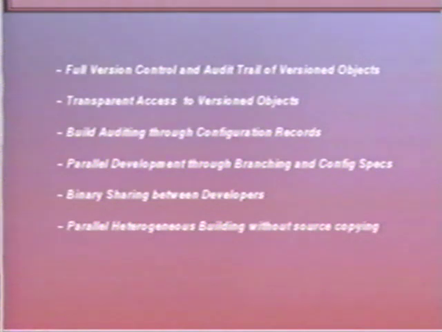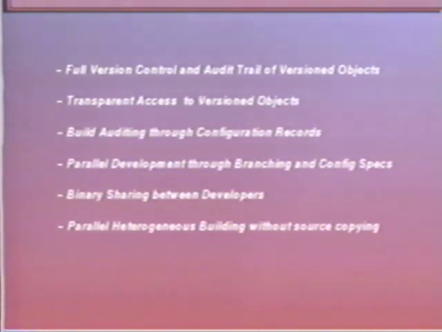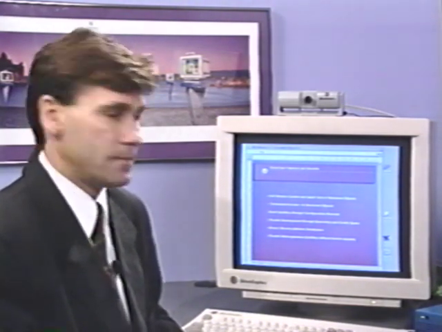Binary sharing means that when developers produce binaries, then those binaries are unique. If a developer tries to build a binary that's already been built by somebody else somewhere on the network, ClearCase will find that binary and create a link to it. So the only binaries you ever produce are ones that are unique to yourself. This binary sharing means that not much has to be rebuilt. When you do a recompile, most binaries will be shared because they've already been built by somebody else.